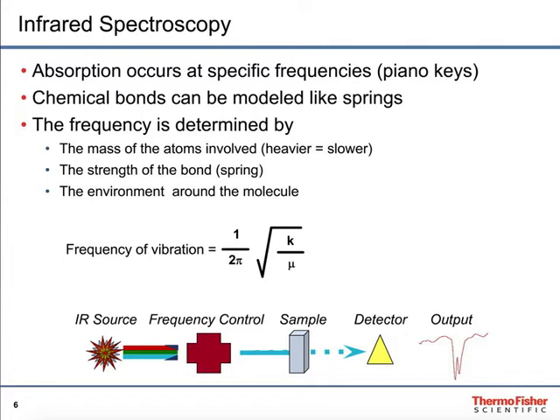In short, the frequency is proportional to the square root of the strength of the bond, K, divided by what's called the reduced mass, mu. So as the mass goes up, the frequency goes down. As the spring constant goes up, the strength of the bond, in other words, increases, the frequency would go up.